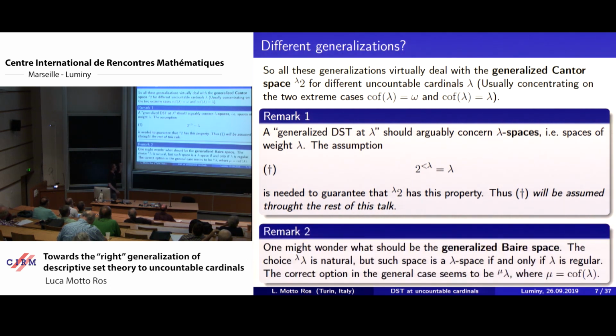Also, this is the generalized Cantor space, 2 to the lambda. One may wonder what is the generalized Baire space, so what is the generalization of omega to omega?